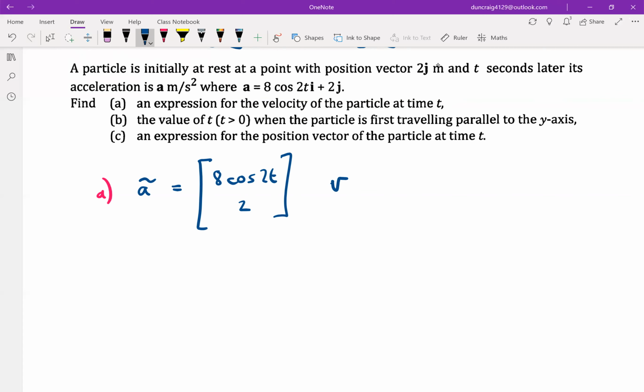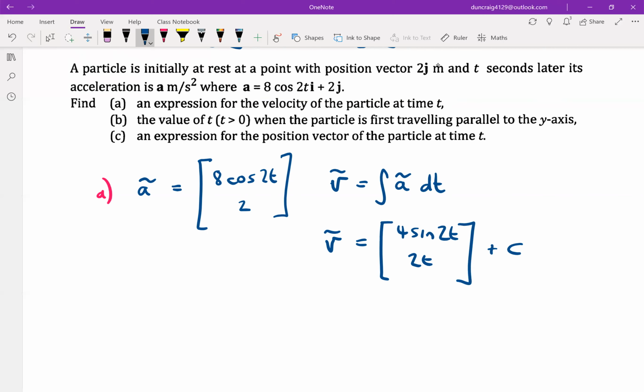So really our velocity vector is just the integral of a dt. If we integrate that, that's going to be 4 sine 2t. Let me check, if I differentiate that, yep, that gives the right value. And then we've got plus some constant amount here.